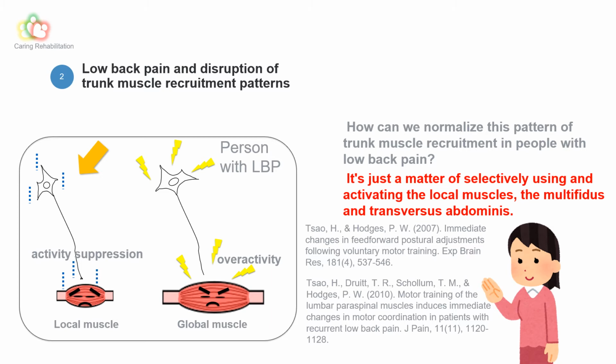How can we normalize this pattern of trunk muscle recruitment in people with low back pain? You can perform exercises that use the local muscles without using the global muscles as much as possible. It is just a matter of selectively using and activating the local muscles, multifidus and transversus abdominis.